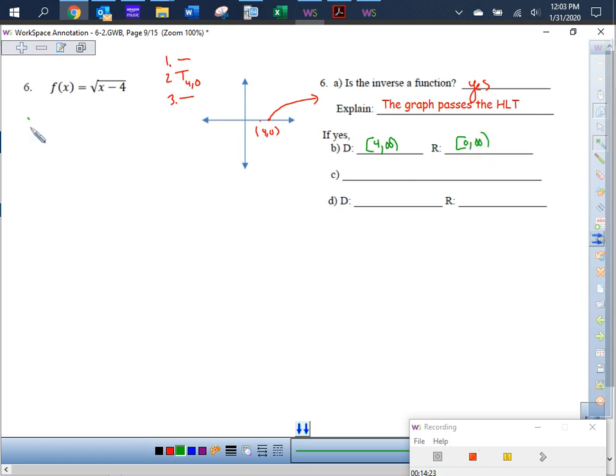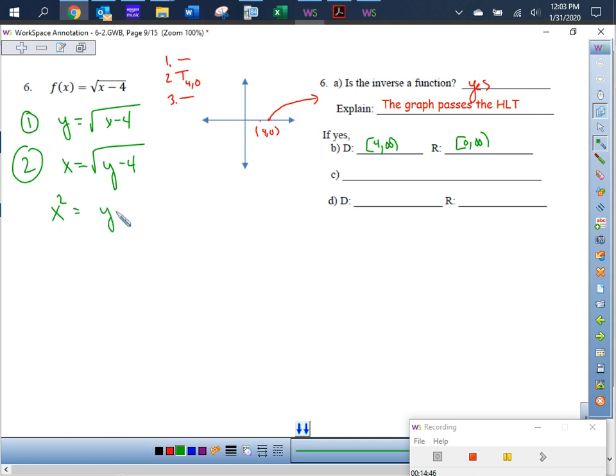Let's write the equation of the inverse. Step 1. Meow. Step 2. Switch. And since this stuff is under the radical, we're going to get rid of the radical first by squaring both sides. So x squared. Oops, I'm squaring both sides, so the radical's gone. There we go. And now you can add 4 to both sides.